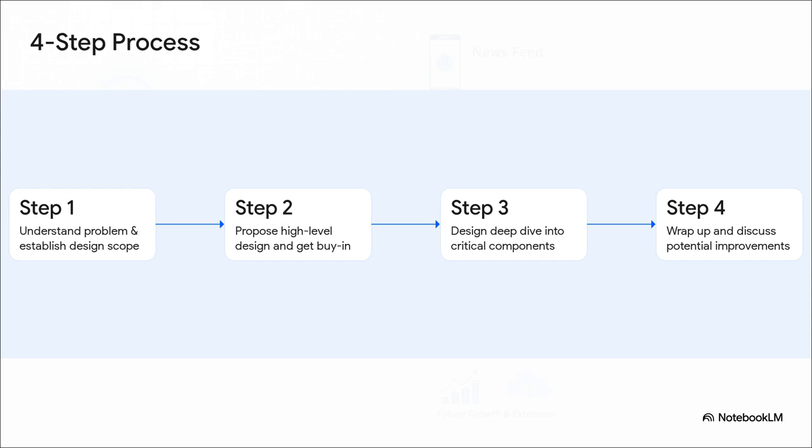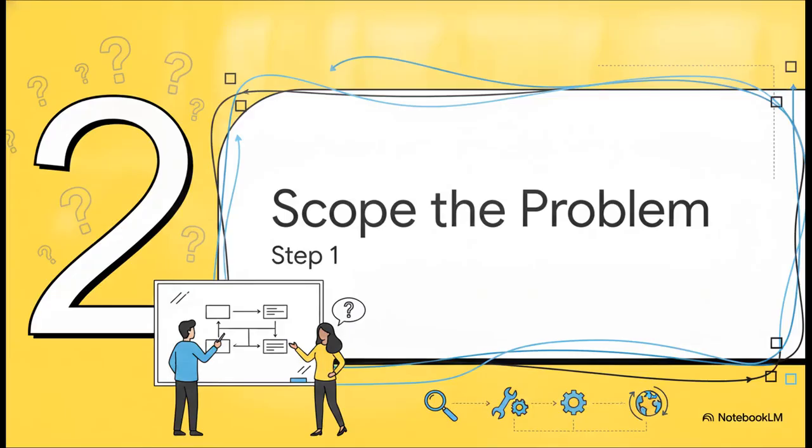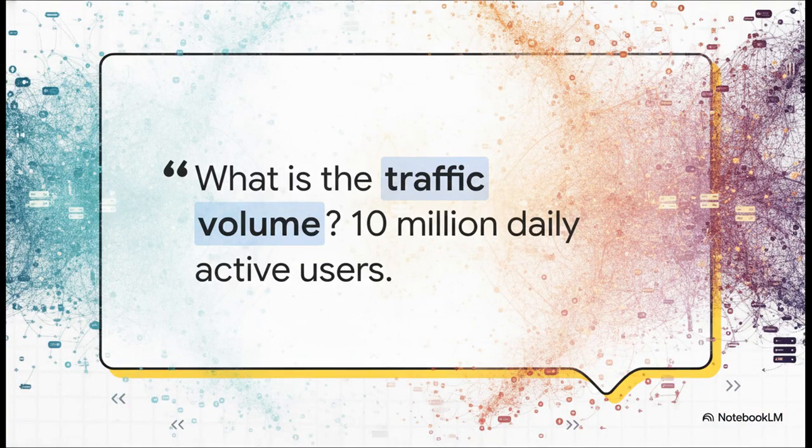It gives you a concrete map to navigate all that ambiguity, allowing you to demonstrate your design skills, defend your choices, and handle feedback constructively, all while managing that ticking clock. Step 1. Scope the problem. Remember, this step simulates two coworkers at a whiteboard. You absolutely must ask clarifying questions. Here's what that collaboration should look like.